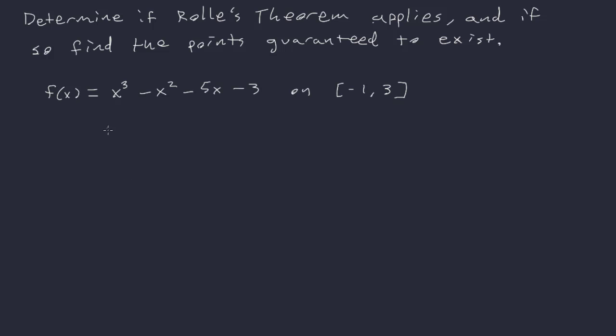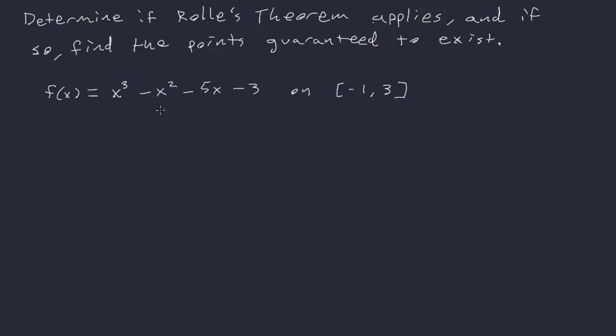All right, so once again, for this function, let's determine if Rolle's theorem applies, and if so, let's find the points guaranteed to exist. So if f of x equals x cubed minus x squared minus 5x minus 3 on the interval -1 to 3, we first want to determine if Rolle's theorem applies.